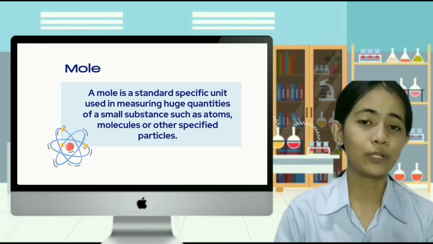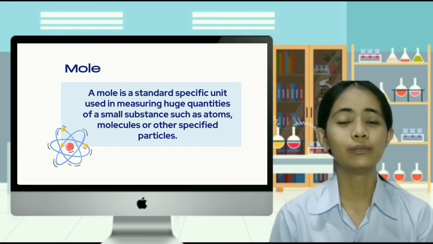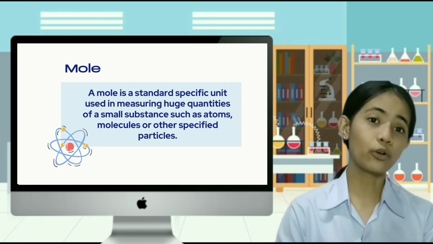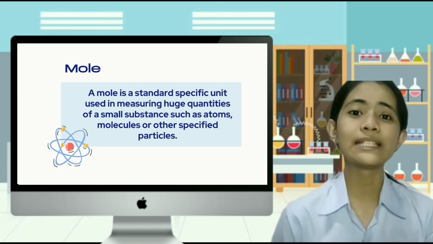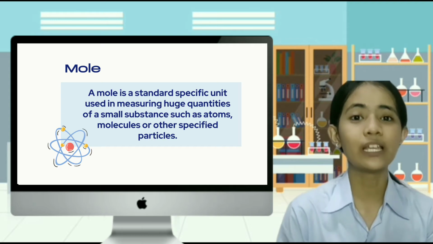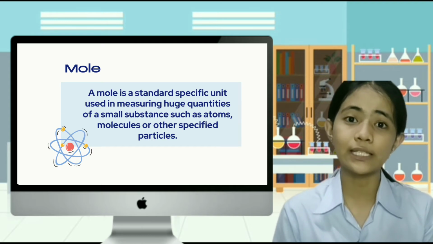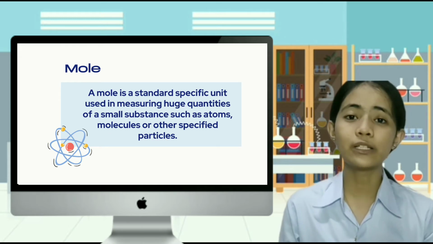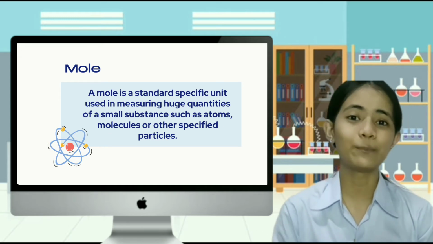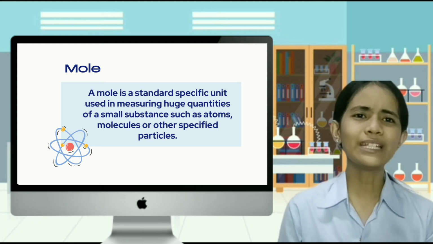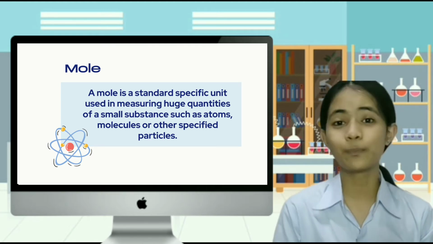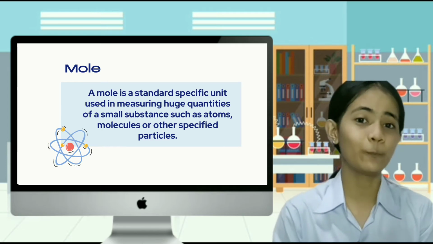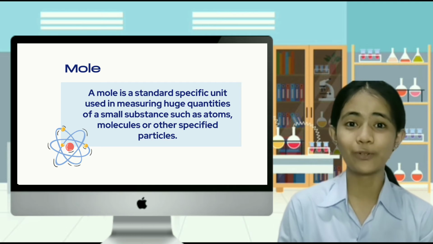He derived the terminology from a Latin word moles, which means a heap or a pile. And according to Britannica, a mole is a standard scientific unit used to measure huge quantities of small substances, such as atoms, molecules, and other specified particles. The mole is basically like the terminologies pair and dozen, for it also signifies a number. A huge number at that.